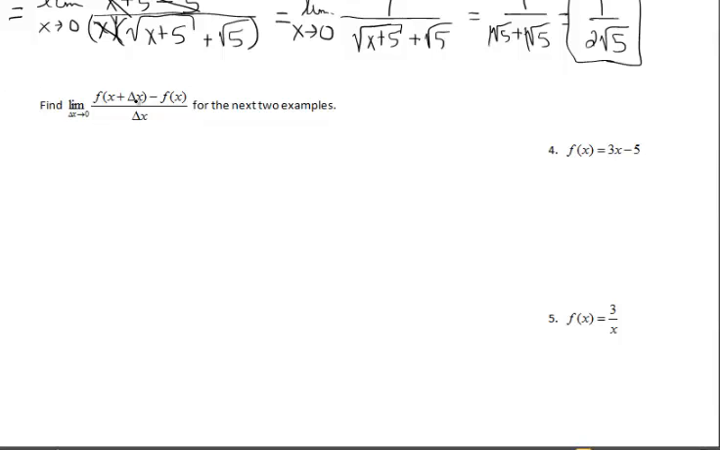Okay, let's find this limit for the next two examples. Well, before we do, consider this like our formula. Let's first go ahead and evaluate this expression at 0. If I substitute in 0 for delta x, notice I get f of x minus another f of x, which is 0. Down here I get 0, so 0 over 0, which is indeterminate.